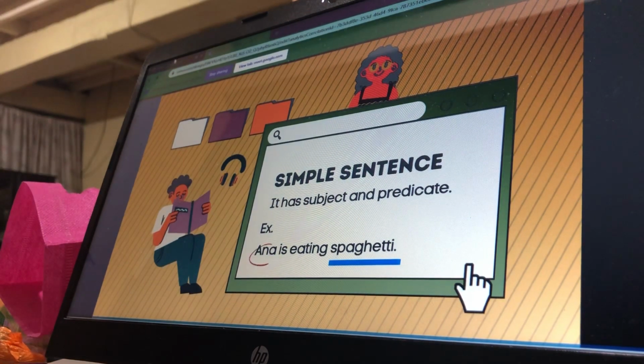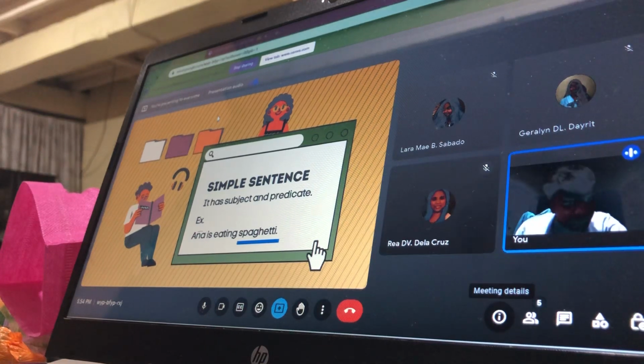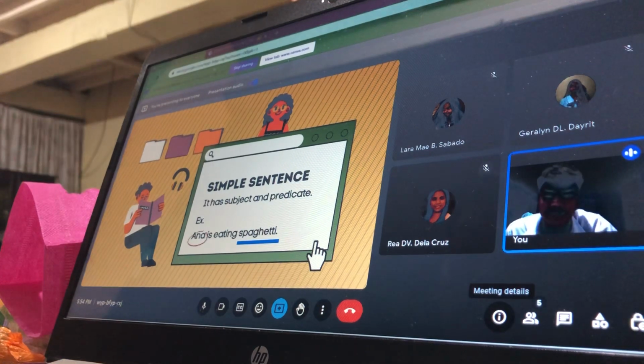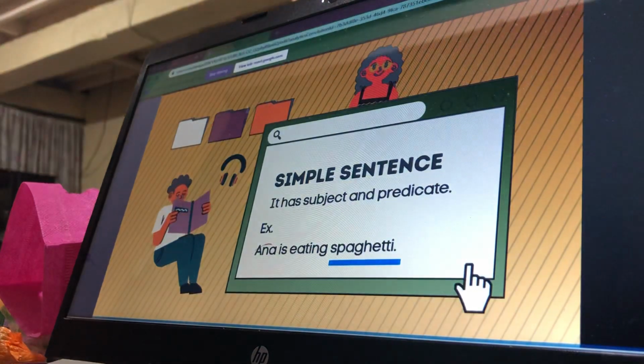Okay, now let's proceed to our main topic: use of nouns in simple sentences. But first, what is a simple sentence? A simple sentence has a subject and a predicate. For example, Anna is eating spaghetti. In this example, Anna is the subject and eating spaghetti is the predicate. Do you understand? Yes, sir. Very good.